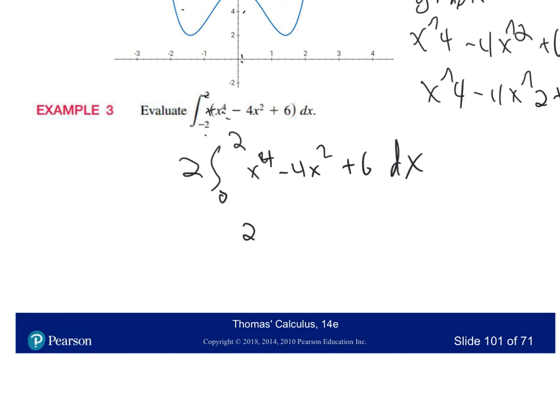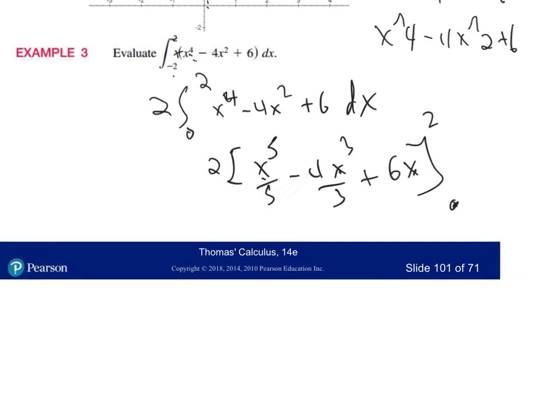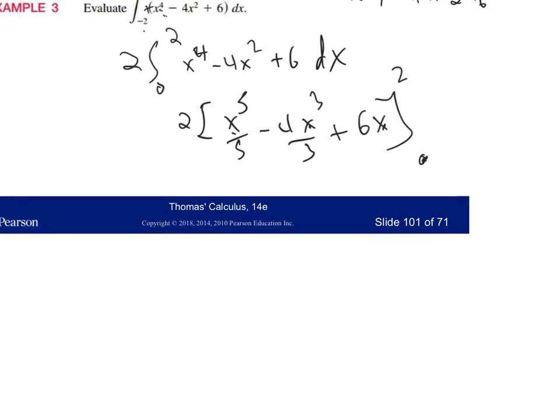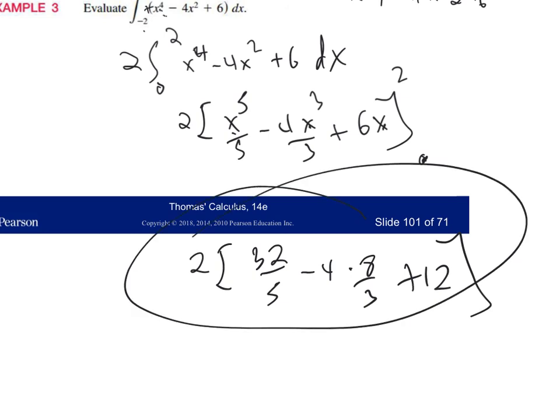That's 2 times x to the 5 over 5 minus 4x to the 3 over 3 plus 6x over 1 from 0 to 2. Obviously, if I put a 0 in for every one of these terms, it goes away. So the only term I care about is at 2, which is why we like symmetry, even functions like that. So that gives me 2 times 32 over 5 minus 4 times 8/3 plus 12. And if I was doing the AP exam, guess what? I'm done. I'm not going to do all that work to add it up.